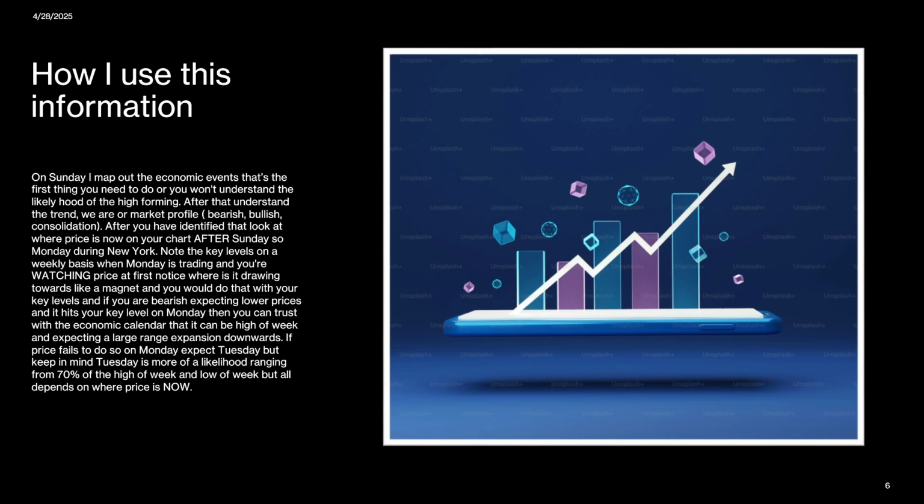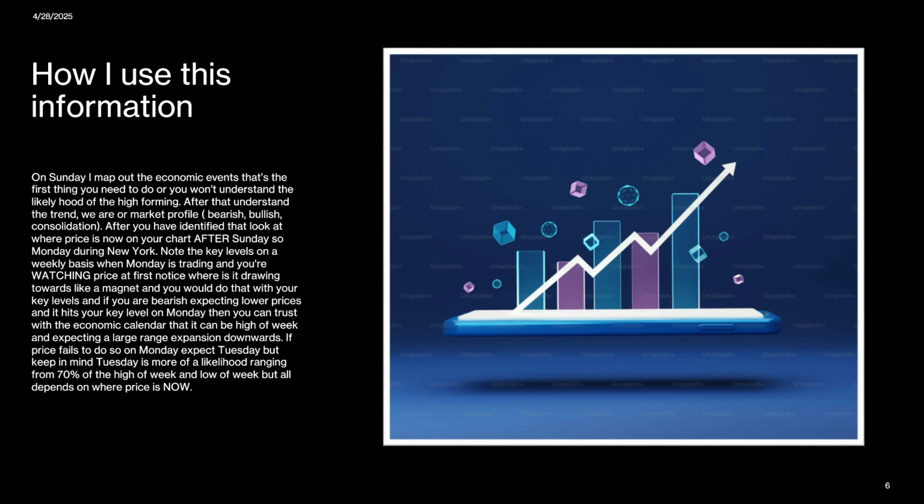After Sunday, so Monday, during New York, it could be during London as well, I should have added that in there, but note the key levels on a weekly basis when Monday is trading and you're watching price. Hint word, watching. You don't have to force a trade. Don't do that. Watch price at first, notice where it's drawing towards like a magnet. That'll be your bias. You'll have a draw on liquidity, of course, from your own sort of technical analysis. And you would do that with your key levels.